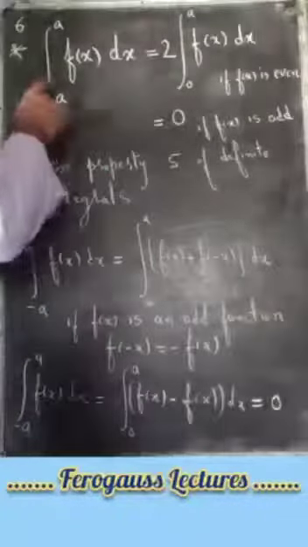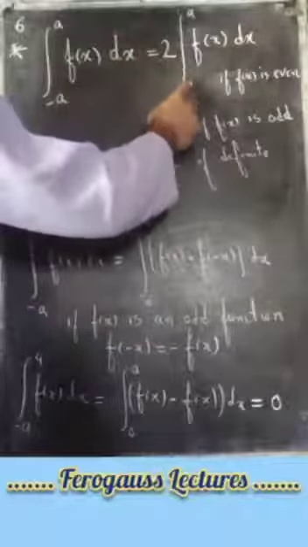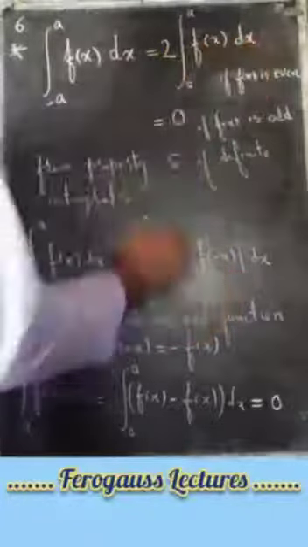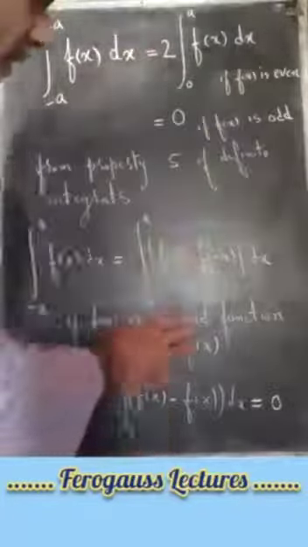Thus the integral from minus a to a of f(x) dx is equal to 2 times the integral from 0 to a of f(x) dx if f(x) is an even function, and this is equal to 0 if f(x) is an odd function. That completes the result. Now let us discuss the seventh property of definite integrals.